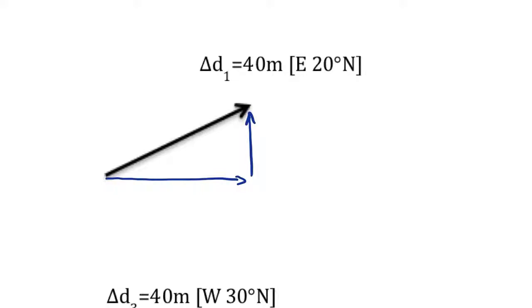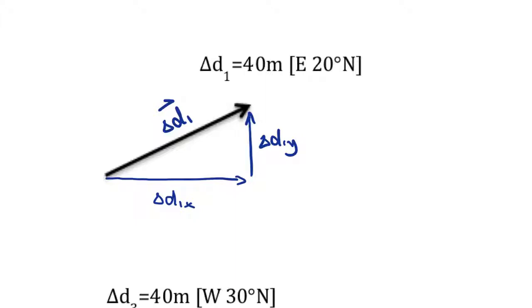So the way we would label this is, if this is delta d1, that's what we're calling this vector, with the arrow on top, should have an arrow on top. This would be delta d1x, so it's the x component of that vector. And this would be delta d1y. Okay? So how do we find those values?